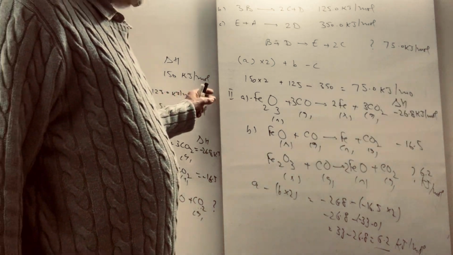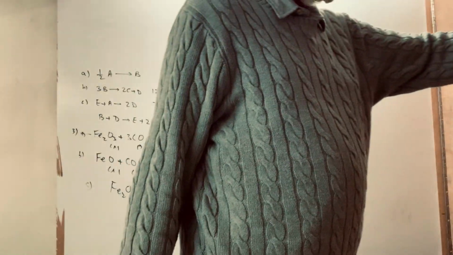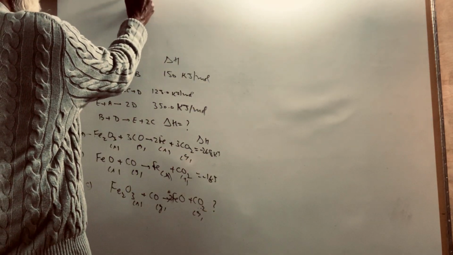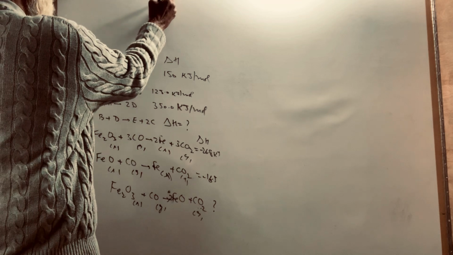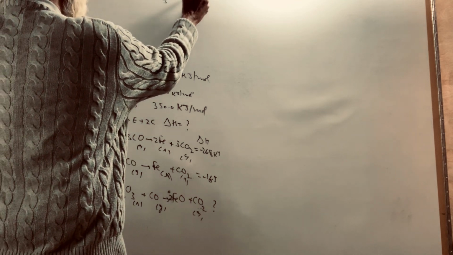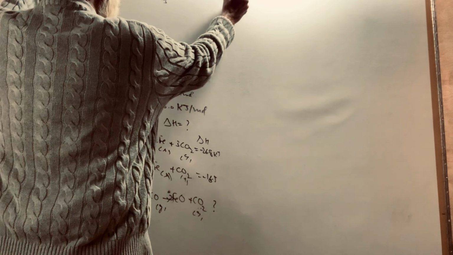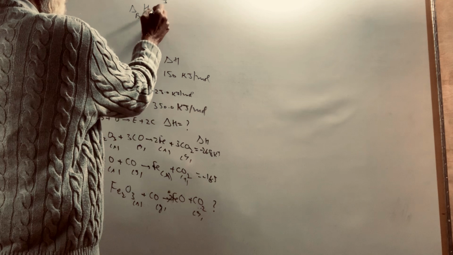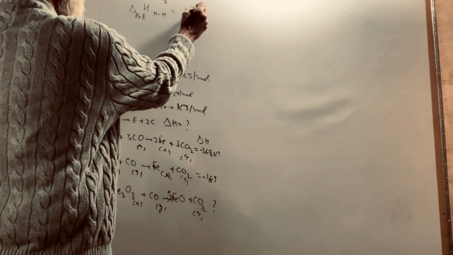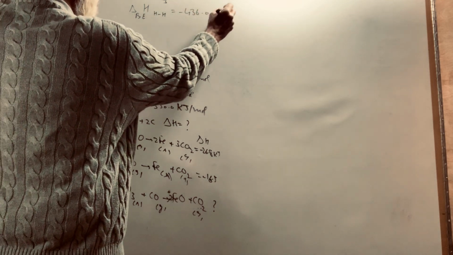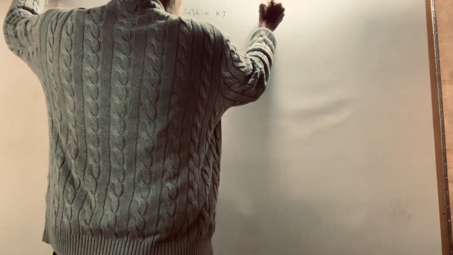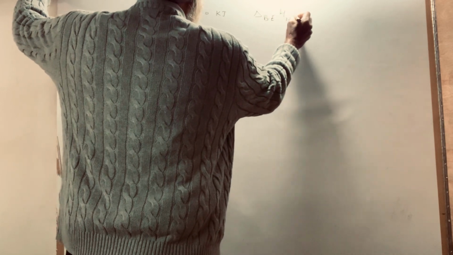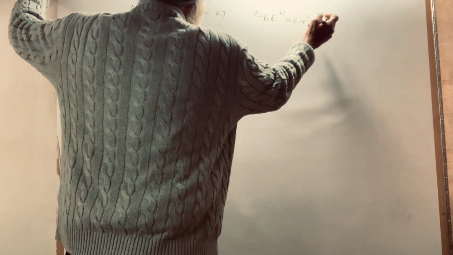There is one more question. Here the question is: the heat of formation of ammonia is minus 46 kilojoule per mole. Then the bond energy of hydrogen bond is 436 kilojoule. The bond energy of the other bond is 726.